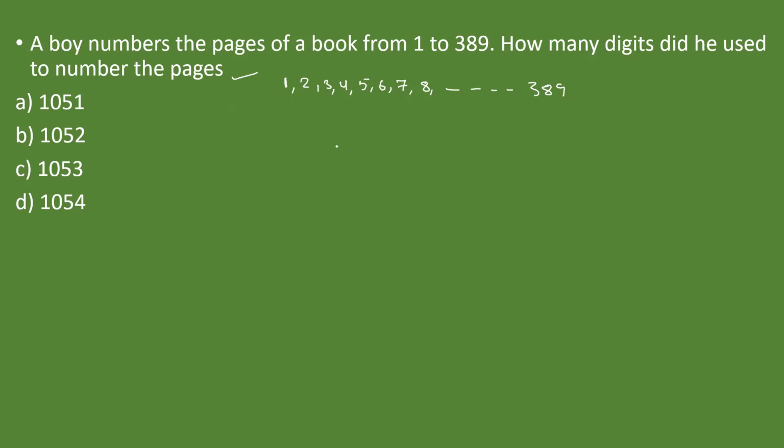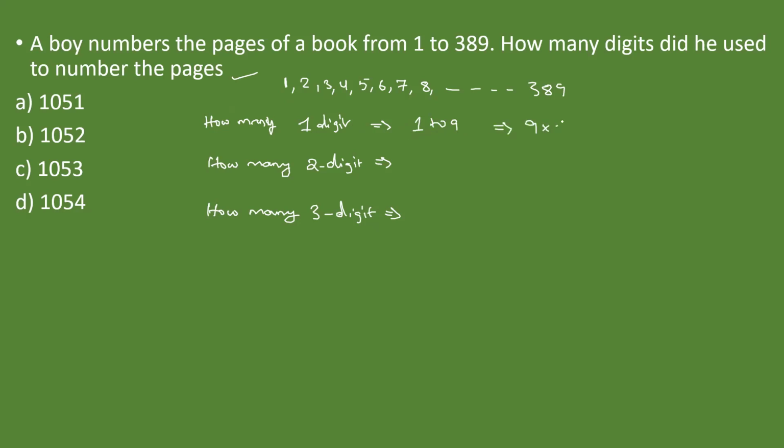How we will solve this type of question is by finding how many 1-digit numbers were used, how many 2-digit numbers, and how many 3-digit numbers were used to number the pages. This is the logic. First, how many 1-digit numbers? Usually you go from 1 to 9, right? How many digits will that be? 9, and only 1 digit each. So you used 9 digits to number from 1 to 9.